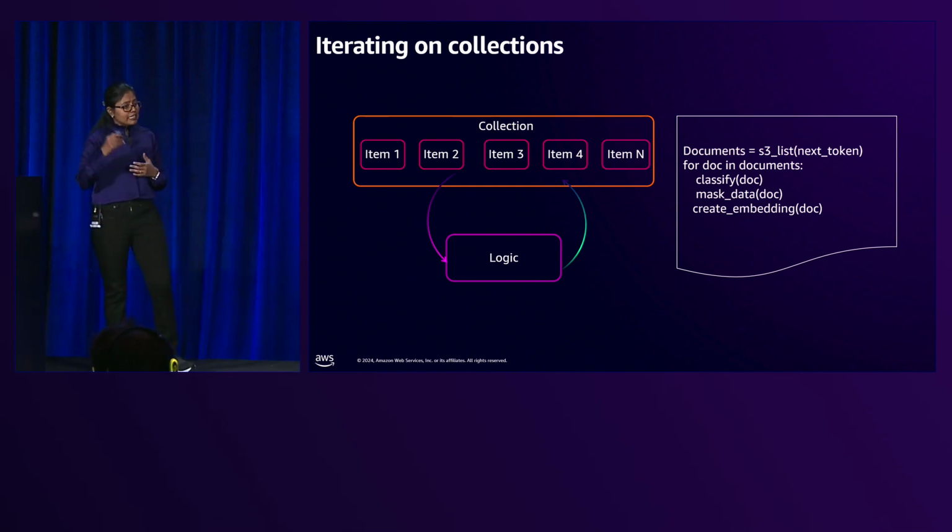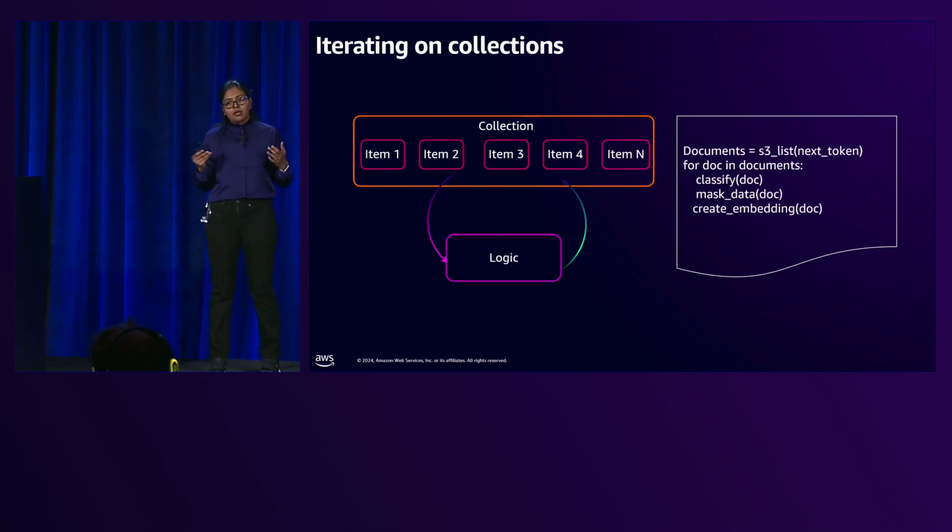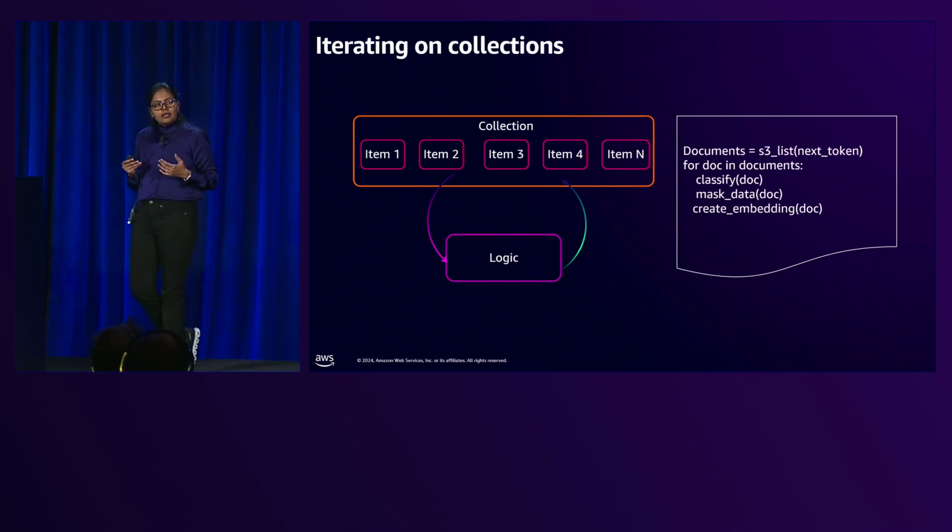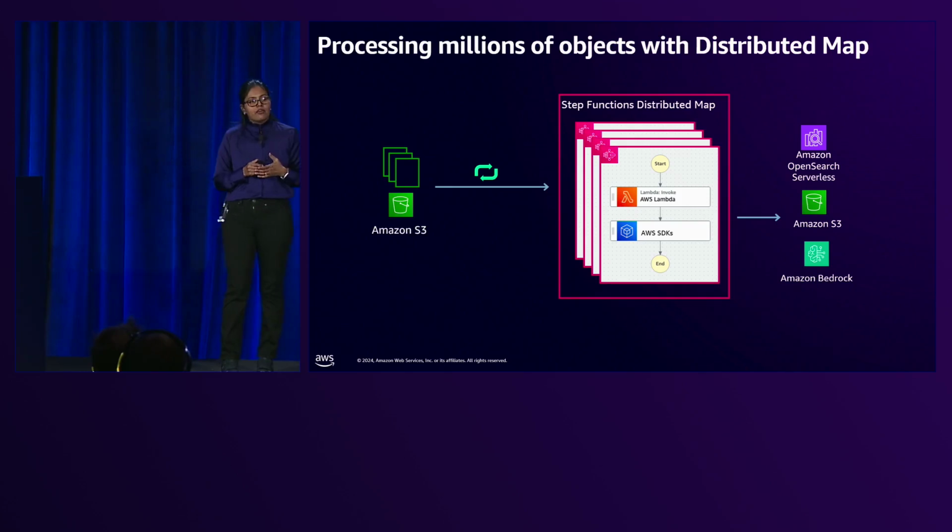Are we going to vertically scale? Then how much CPU or memory are we going to allocate? Are we going to add more threads? How many threads are we going to do? If a process fails in the middle, are we going to restart from the beginning all the 10,000 documents? So that's where Step Functions distributed map comes in.